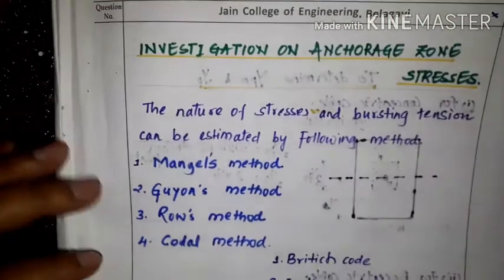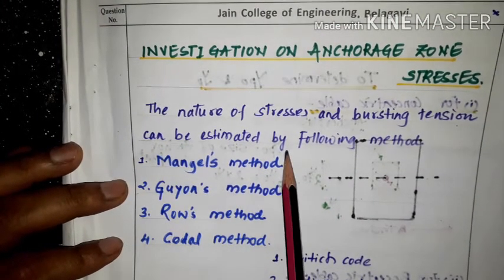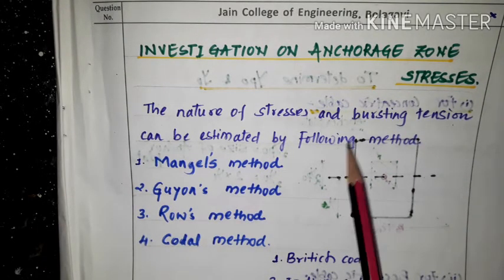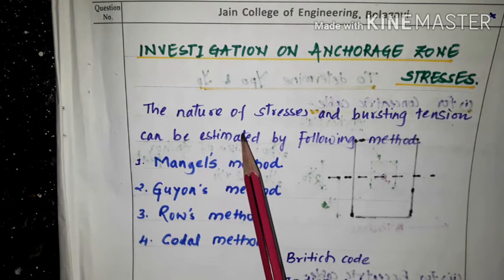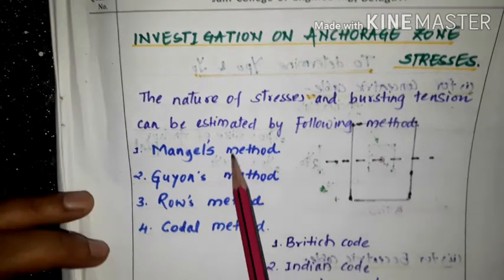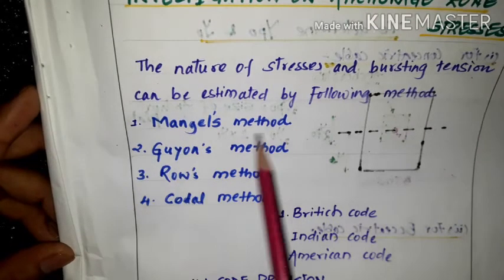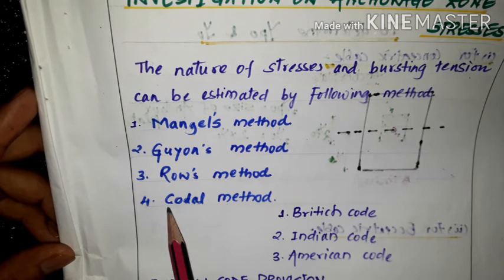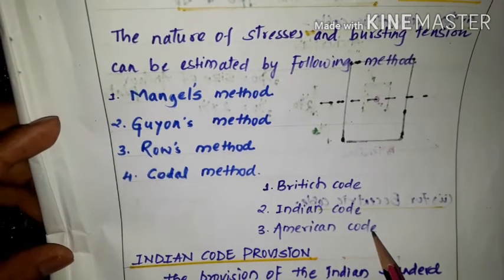Here, the nature of stresses and the bursting tension can be estimated by the following methods. There are some methods to calculate the bursting tension and the stresses developed in the concrete due to the prestressing force at the anchorage zone. Basically there are 4 methods: first Magnel's method, Guyon's method, Rose method, and the Codal method. In the Codal method we have British code, Indian code and American code.